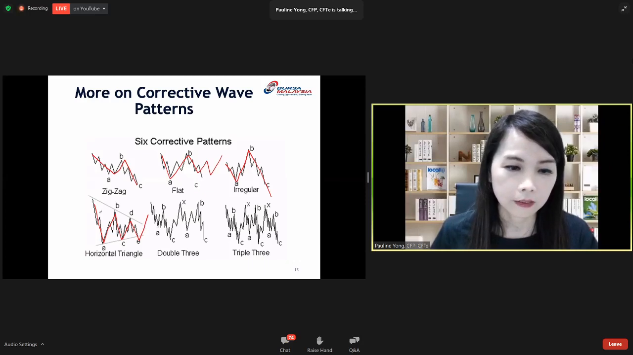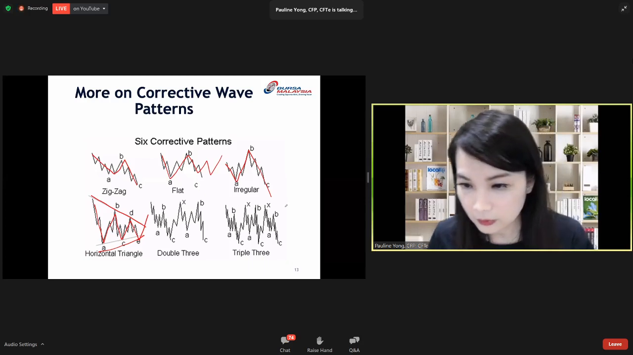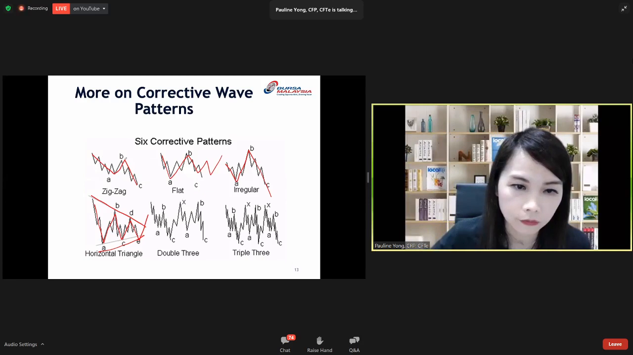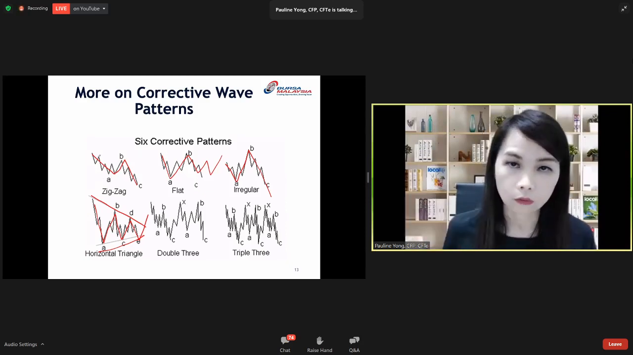So this is my favorite as well. Why is it a triangle? You see that you have this, and then you have this. So it is a triangle. Then you have a double three. Somebody said it's a 535. Yes, correct. Zigzag is 535 because you have 5 waves down, meaning quite a deep down, then a short relief, 3 waves up, followed by 5 waves down.